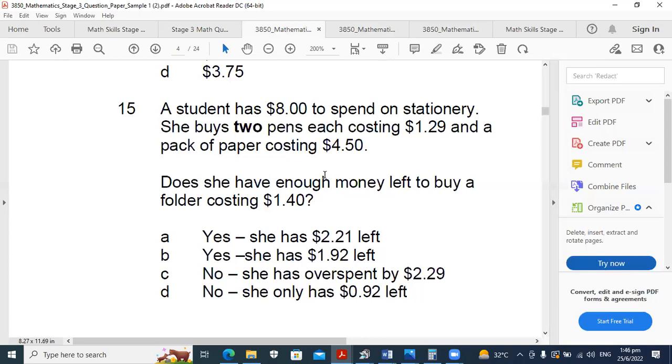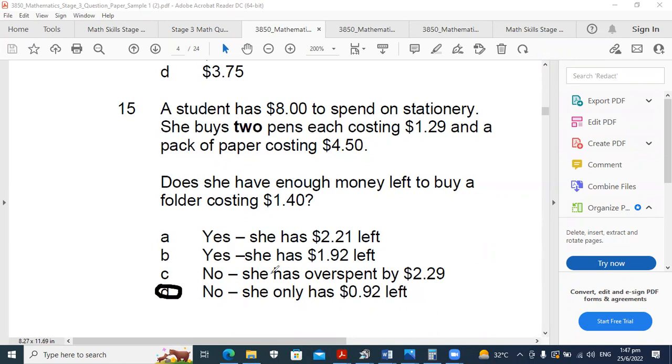So what you work out to do is pretty much common sense. So the time is 1.29 times 2, and then add it to the $4.50, and then the total would be $7.08. Subtract it from the $8 would have left 92 cents. Oh, so it will be D then.